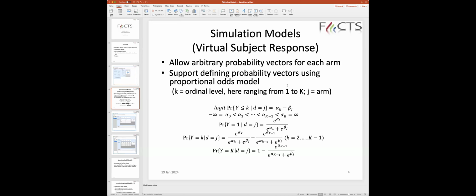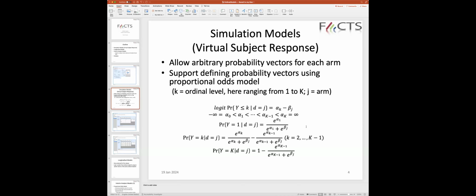So to specify how to simulate the endpoint, we will allow arbitrary sets of probabilities that can be arbitrarily different for each arm, but will also hopefully make it easy for the user to define these vectors by starting with a vector of probabilities for control and then perturbing that using the proportional odds model, or the cumulative logistic model, as it's sometimes called, like below.